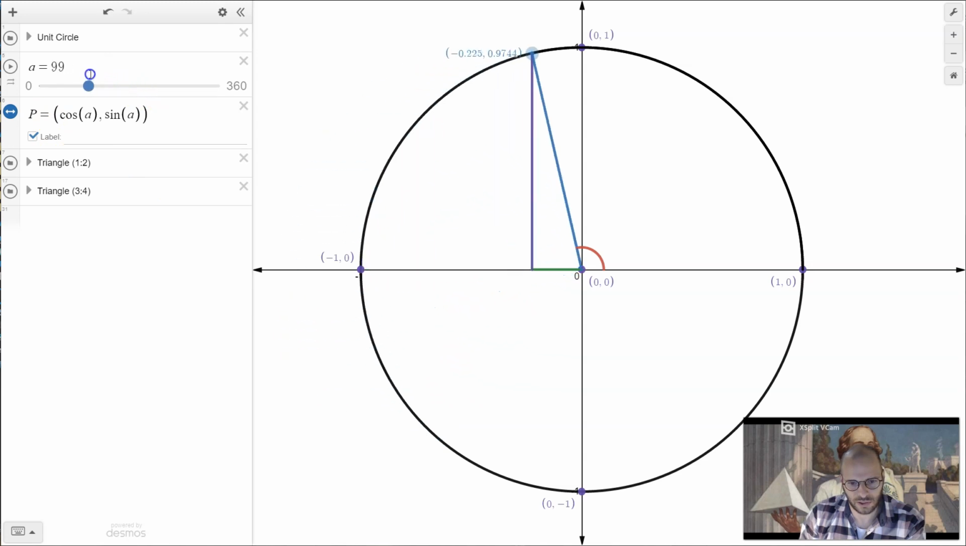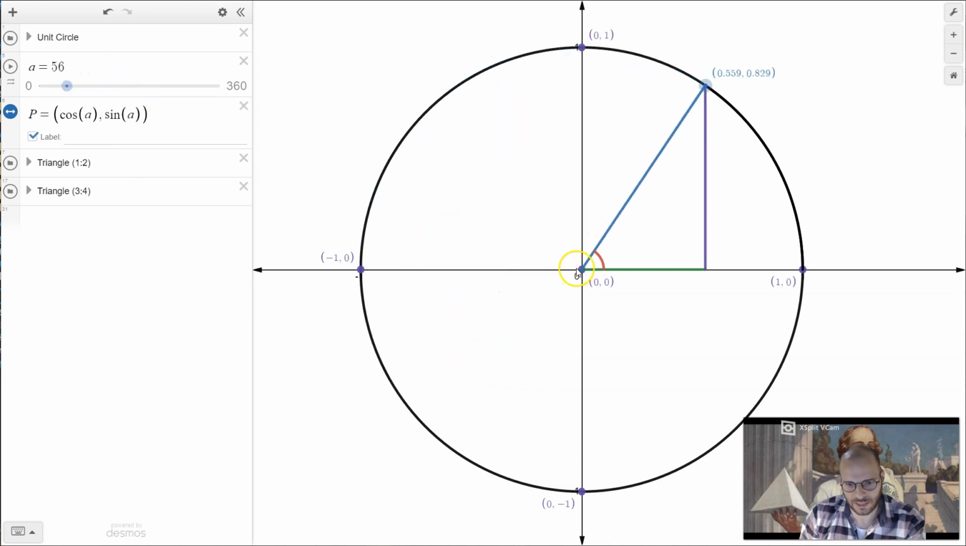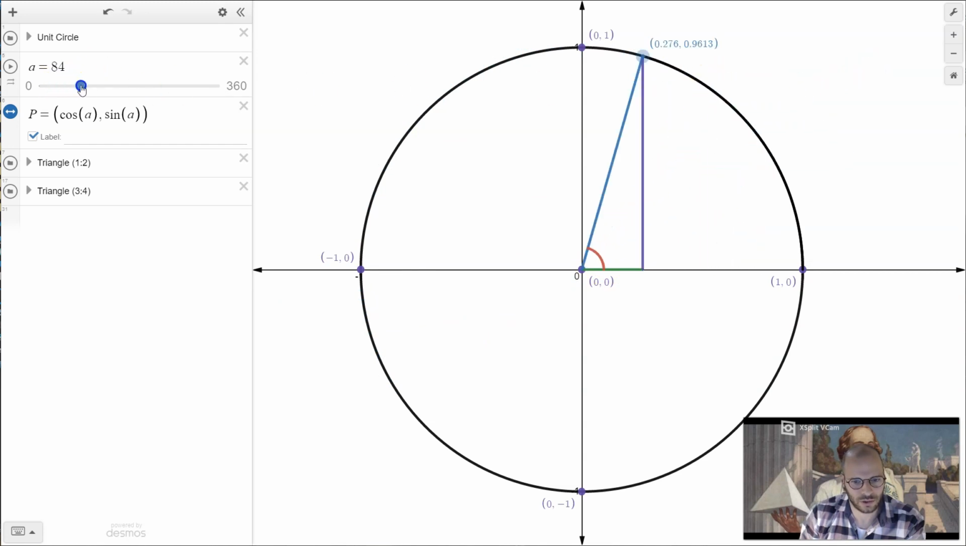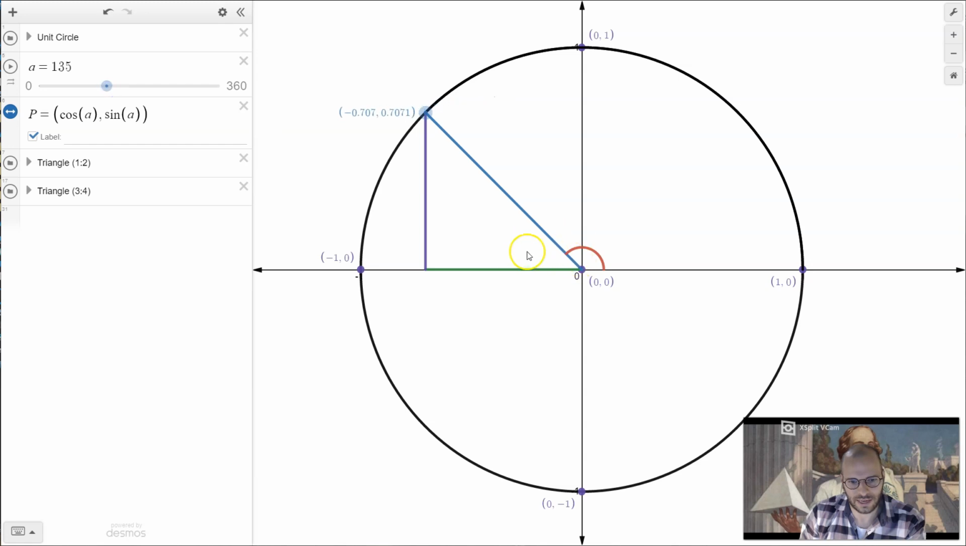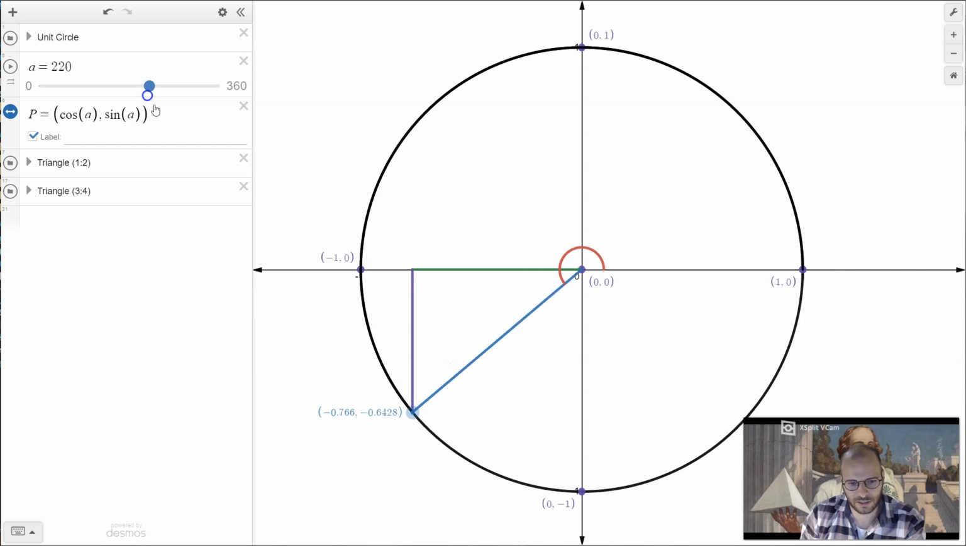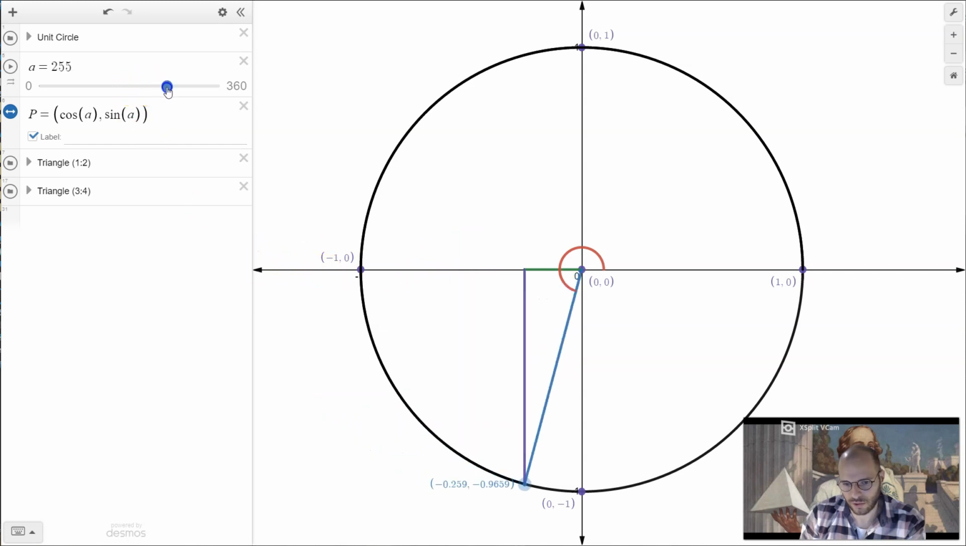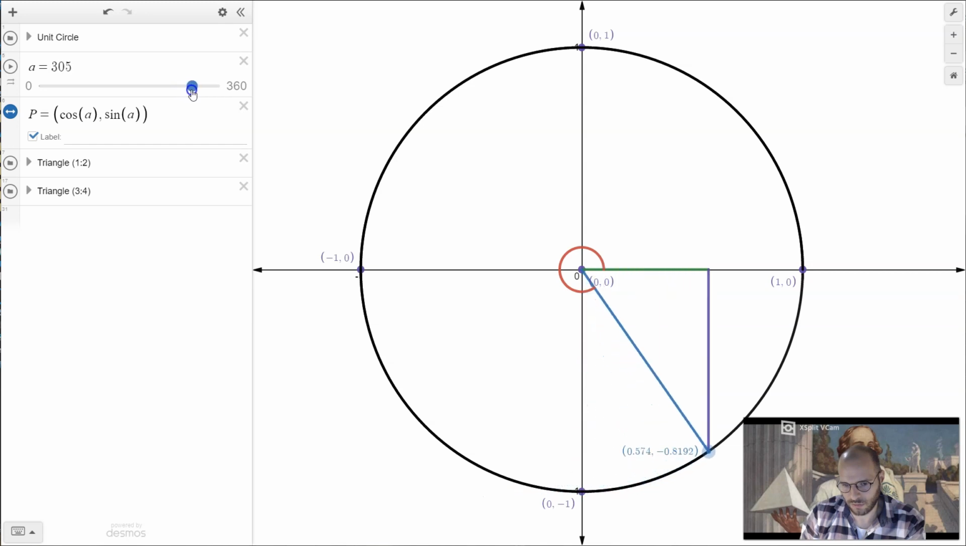So in the first quadrant, the triangle is pointing up and out to the right. In the second quadrant, it's out to the left and up. And then in the third quadrant, it's downwards and out to the left. So what you're going to notice is the triangle itself is a mirror image of the second quadrant about the x-axis. Now finally, looking at the fourth quadrant, we see a fourth and final configuration of this triangle.